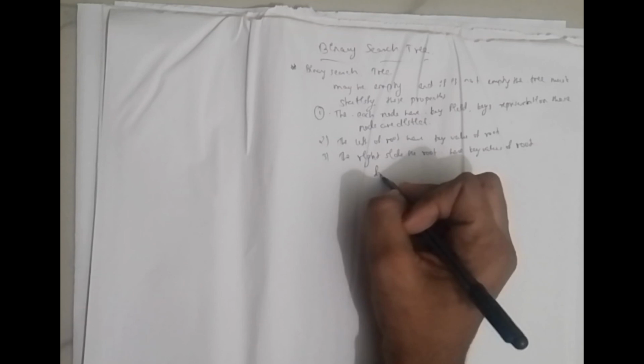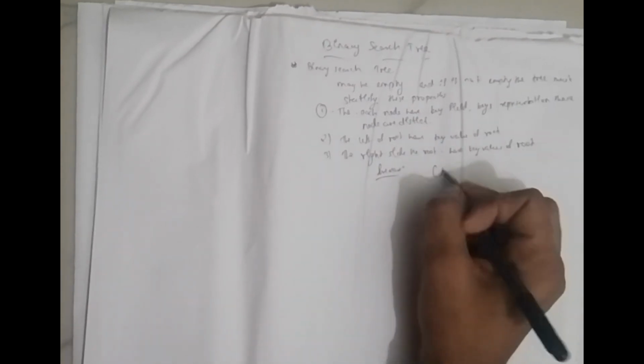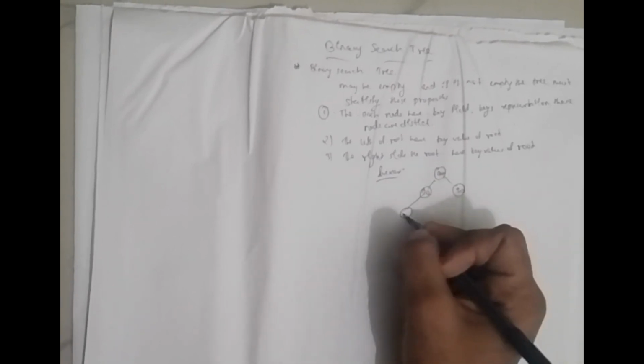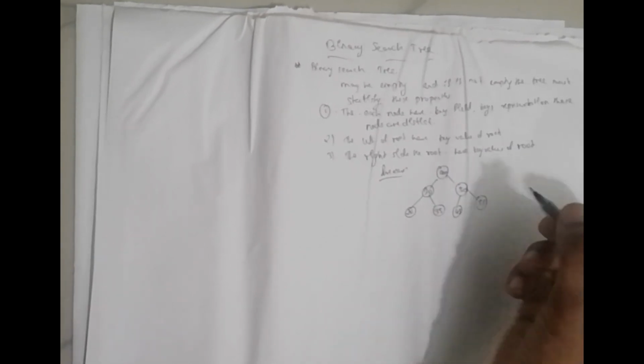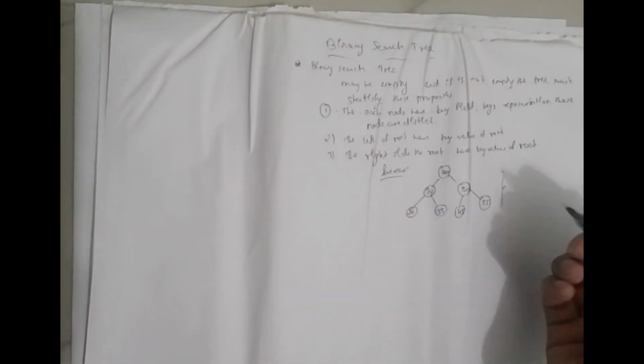For example, 40, 30, 50, 20, 35, 45, 55. This is a binary search tree, and it is also a complete binary search tree. See here, the root node is 40, and on the left side all keys are smaller: 30, 20, and 35 are all smaller than 40, and on the right side all are greater than 40: 50, 55, 45.